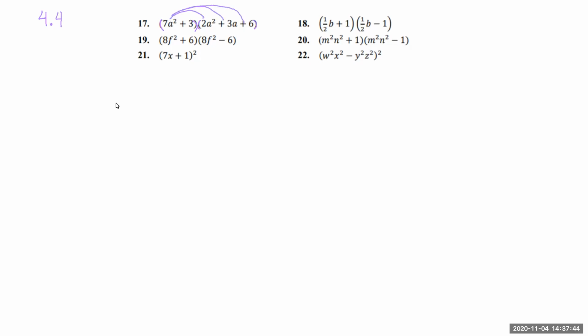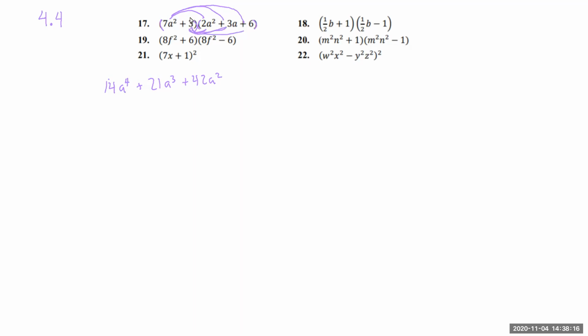So when I do that, I have 7 times 2, 14a to the 4th, and then I have plus 21a to the 3rd. And then 7a squared times 6 is going to be plus 42a to the 2nd. Okay, so that takes care of doing the first to all of them. Now we're going to take the second term and distribute it to all of them inside as well.